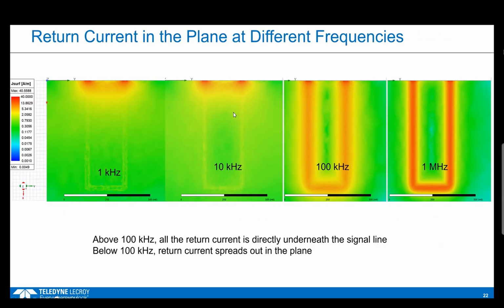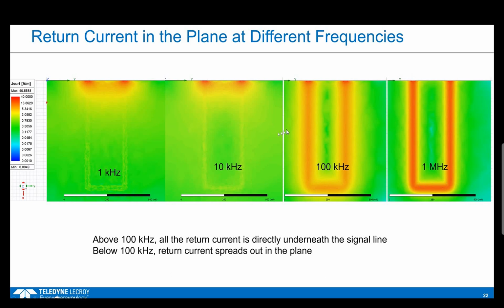Let's continue this process. Here's a kilohertz, 10 kilohertz, 100, and a megahertz. And you see what happens at a kilohertz. The return current is taking the shortest path. At 10 kilohertz, we see the faintest hint of some of that return current flowing underneath the signal line. At 100 kilohertz, all of that return current is flowing directly under the signal line. At a megahertz, it's even more accentuated.